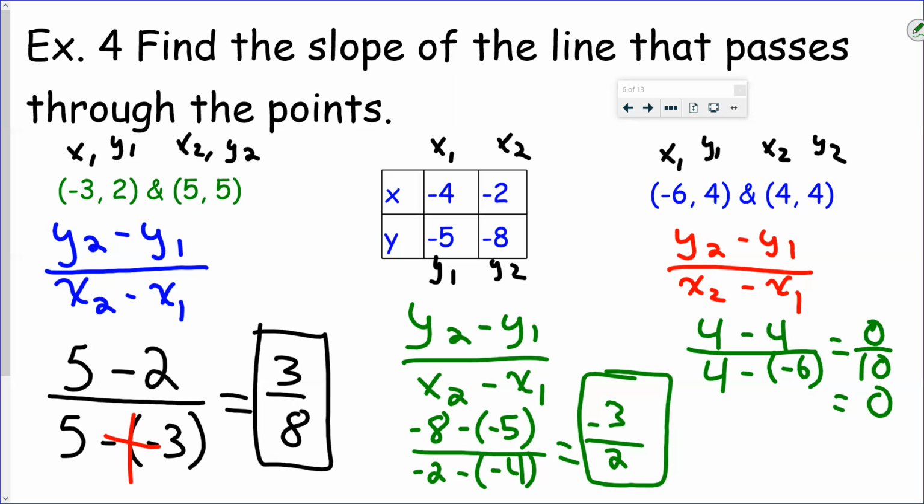So here's a tricky thing, 0. Does anybody remember or have heard, if something has a 0 slope, what type of line is that? If something has a 0 slope, that line is horizontal. So a horizontal line has a 0 slope, or a line with a 0 slope is going to be horizontal.